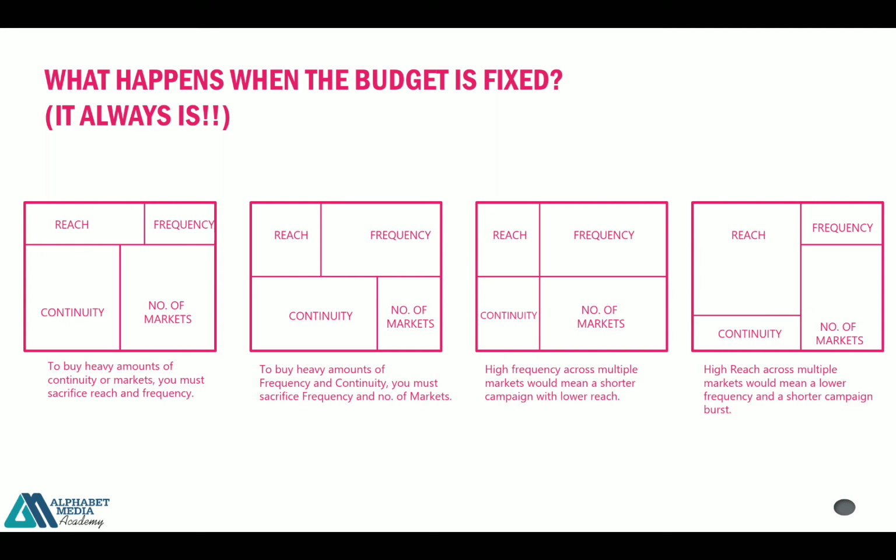Now, it's also important to understand what happens when budgets are fixed, right? So something has to give. So the diagrams you're seeing in here kind of explain that, right? The first box you're seeing here, the first box on your left, by the way, is speaking about when you have to buy heavy amounts of continuity or in plenty of markets, you're going to have to sacrifice reach and frequency. If you need to buy heavy amounts of frequency and be continuous, then you're going to sacrifice reach and the number of markets you can be in.